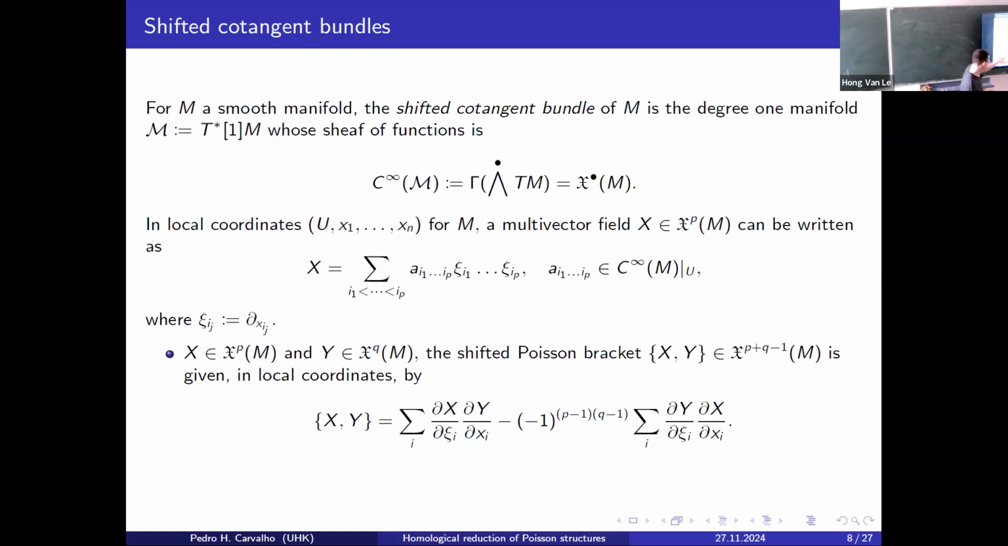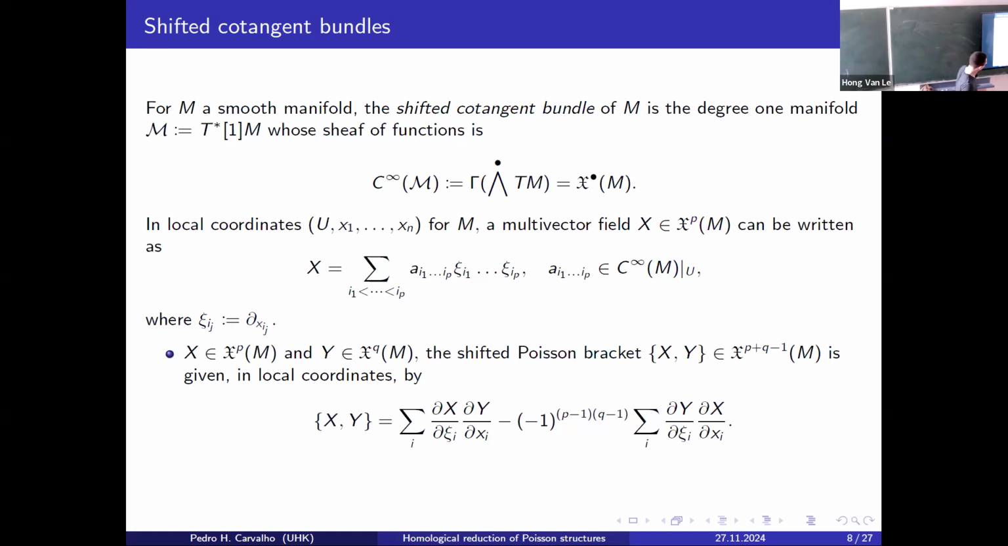It's symplectic in a certain sense, so it has this type of expression here. But this bracket is nothing more than the extension of the bracket of vector fields to the algebra of multivector fields, so it's somehow simple. When you write this in coordinates, you see that it's symplectic. It's a graded version of the usual symplectic Poisson bracket in the non-shifted cotangent bundle.